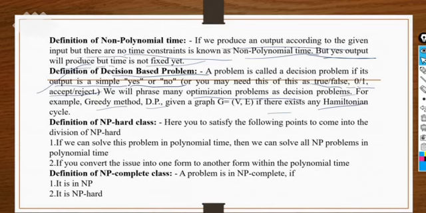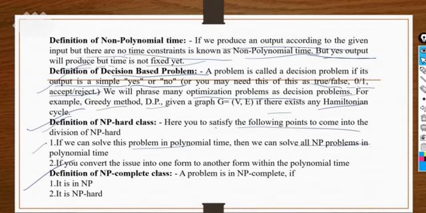So what about NP hard and NP complete? It is most interesting to know about these two classes, NP hard and NP complete, right? The problems which satisfy the points to come into the division of NP hard: the first point is, if we can solve the problem in polynomial time, then we can solve all the NP problems in polynomial time. I've already told you this thing, right?